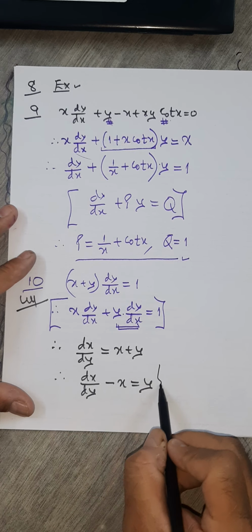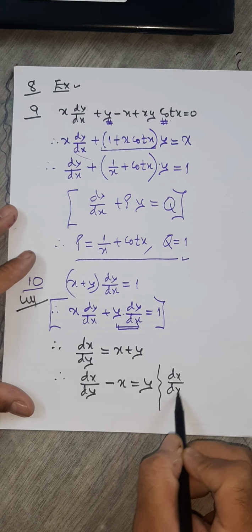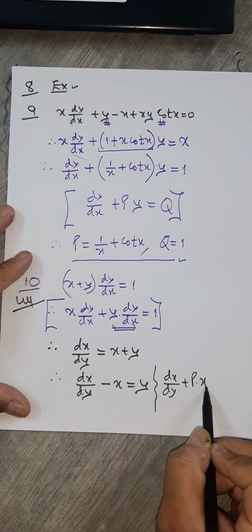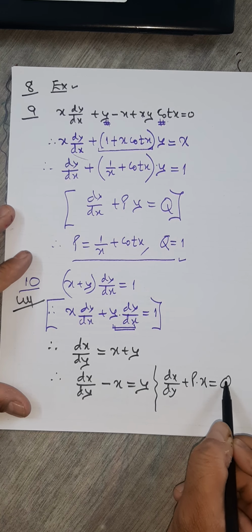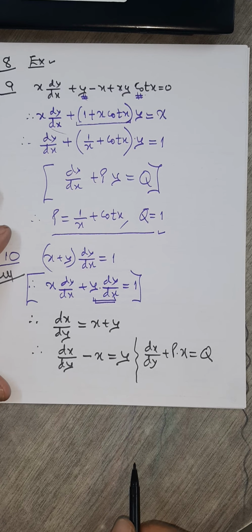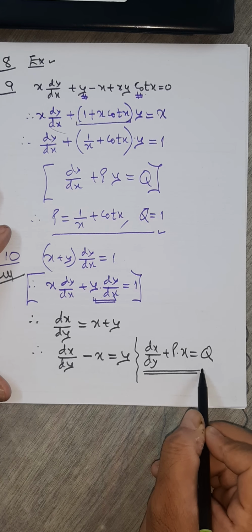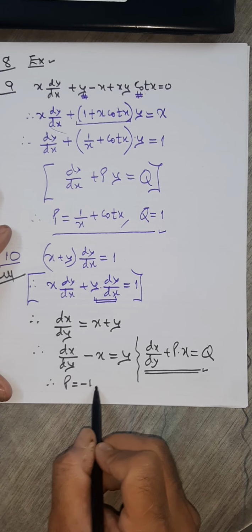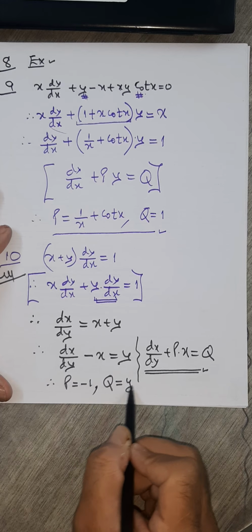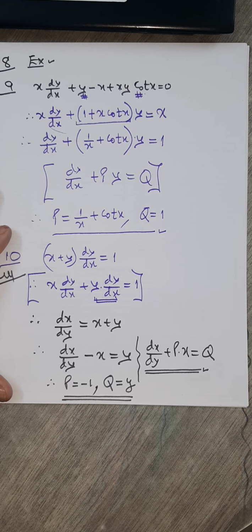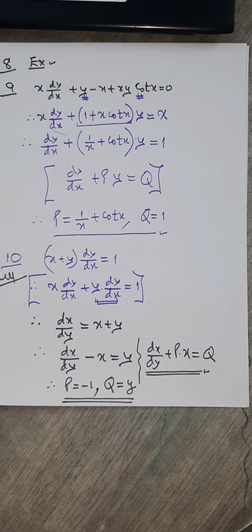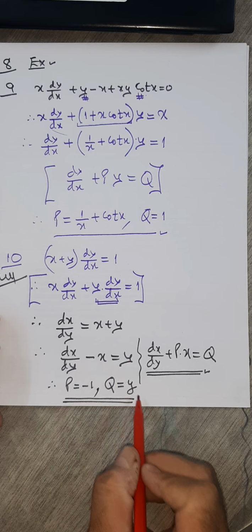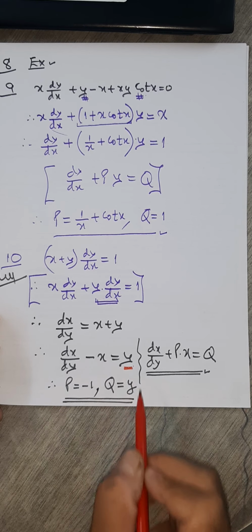Now this is in which form? dx by dy plus p into x equals to q. That is the corresponding linear differential equation. Is it? It is in this form. So what is your p here? Minus 1, remember, coefficient of x. What's your q? Expression on the right hand side. This is that corresponding linear differential equation, remember. Fine. P is minus 1, coefficient of x. Q is the RHS expression. It will be in form of y, remember.